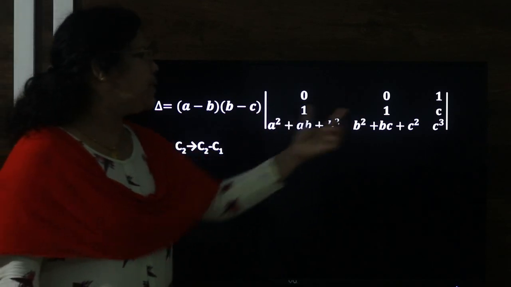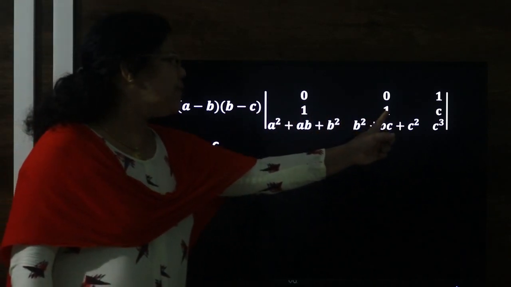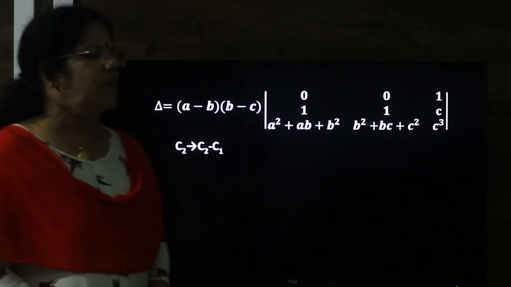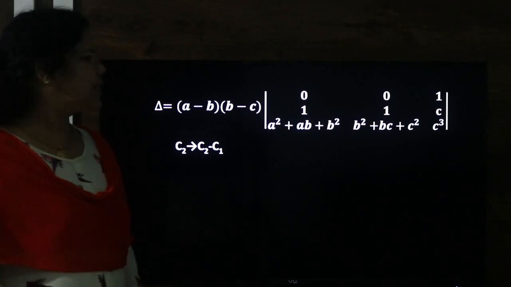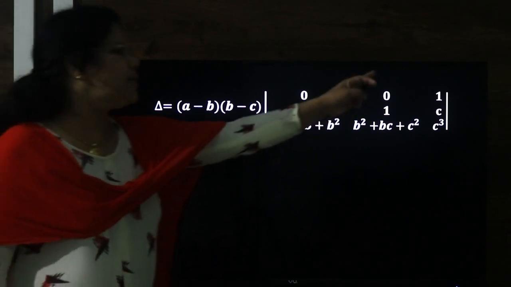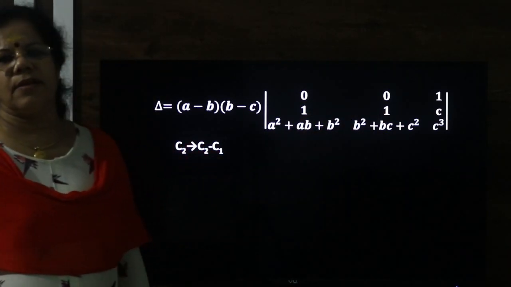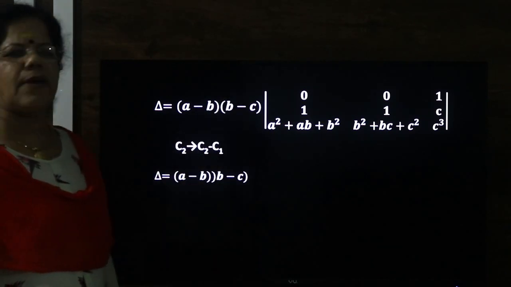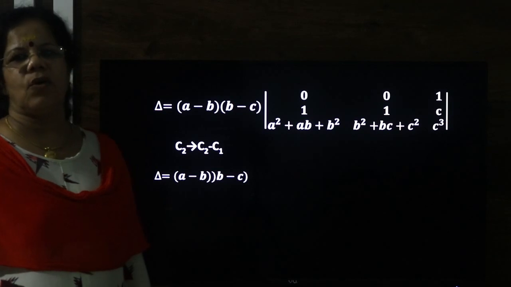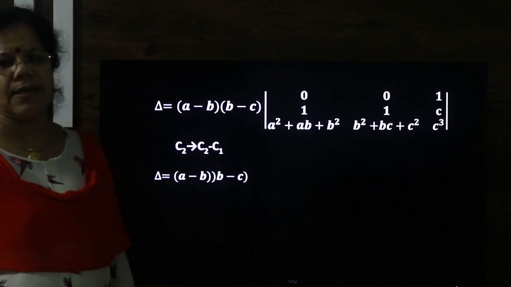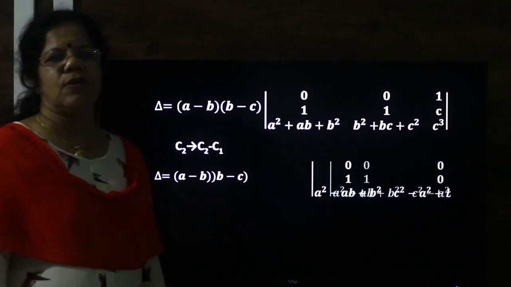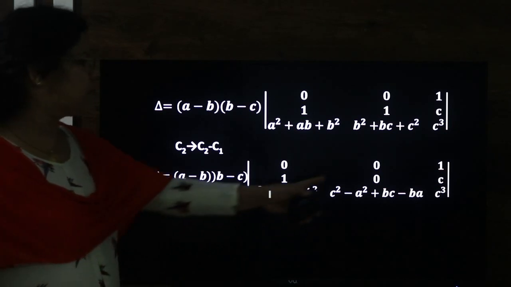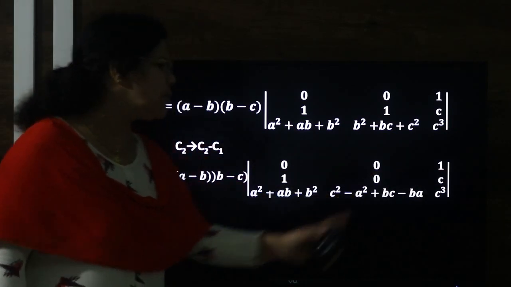Now once again, to simplify it, we can make this one 0. That is better, so that our calculation will be much easier. For that, what change do we have to make? C2 changes to C2 minus C1. Once C2 changes to C2 minus C1, with a minus b into b minus c as the factor outside, the second column will be changed, and the first and last columns are as it is. The first column is 0, 1, a square plus ab plus b square, the second column is 0 0, and the third column is as it is.